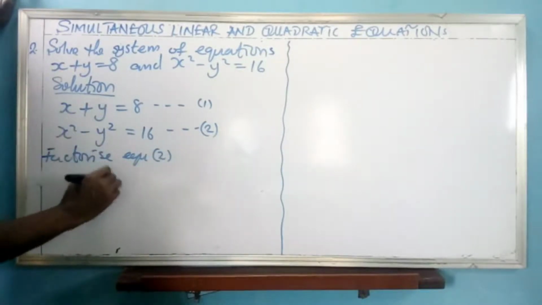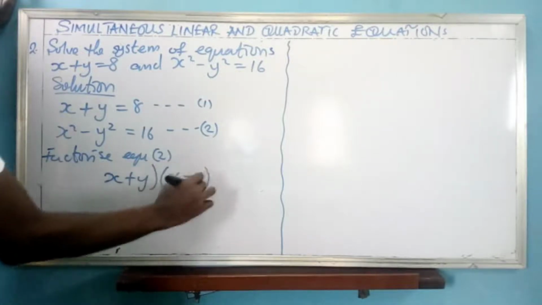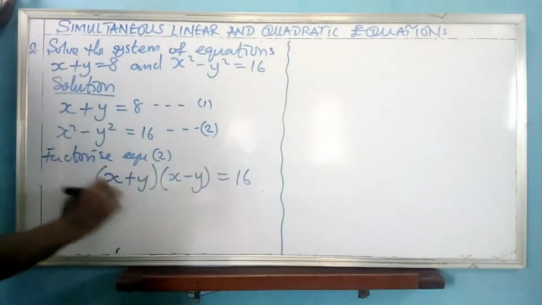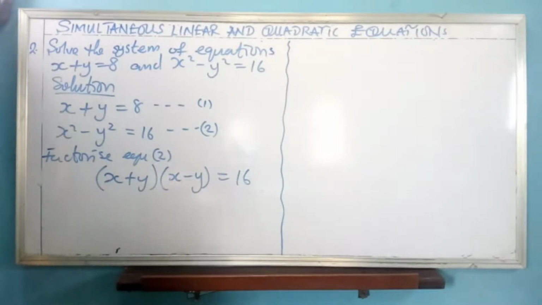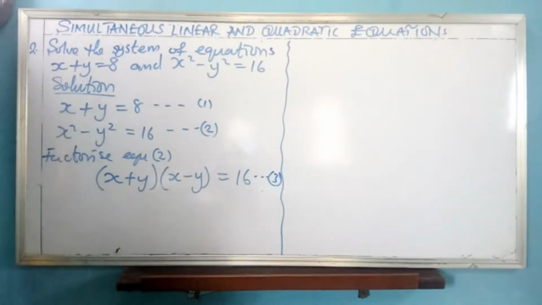Difference of two squares: (x plus y)(x minus y) equals 16. So instead of having the square, we're going to use it like that, x plus y, x minus y. We can call that our equation 3 now. Let's look at it.